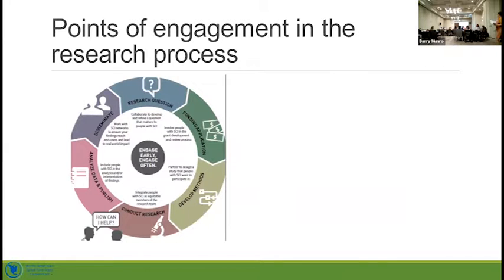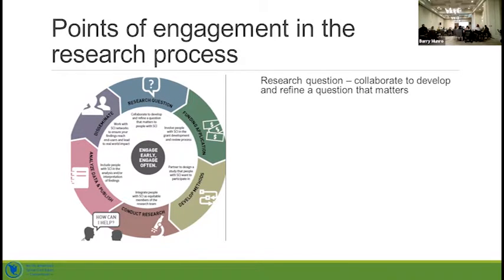Go forward. And you've seen this before. This is actually the full postcard and diagram that they have created. It's hard to read those words, so I'm going to tell you the bigger definition of each one of these. If you go forward, the research question is really what John mentioned, collaborating to develop and refine research questions that matter.